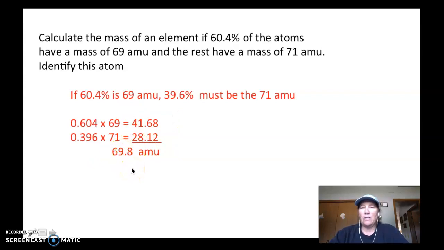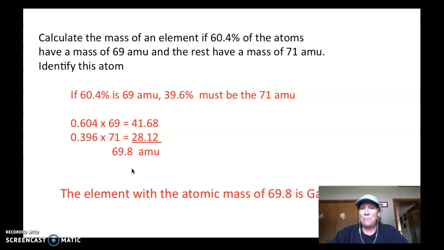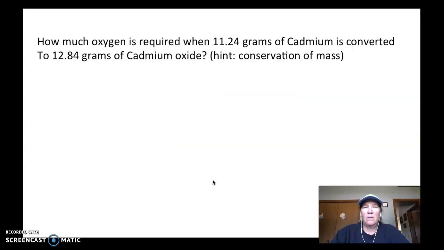Now all I have to do is look on the periodic table and find an element that has a mass of 69.8, and you'll find out it's gallium. So you can use it when you have an unknown to find what it is too. But again, when you're finding the mass, it's taking the mass they give you times its percentage. Make sure you change that percentage to a decimal. Move it over 2.